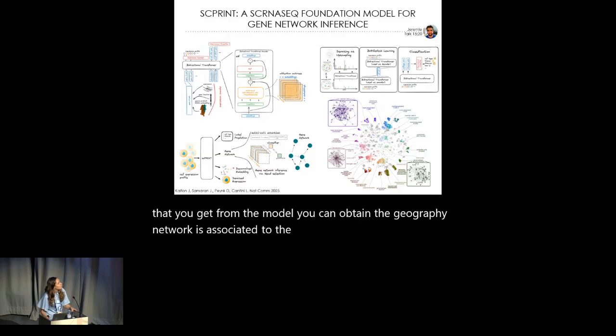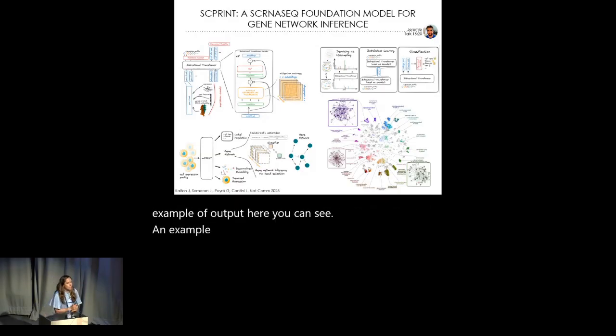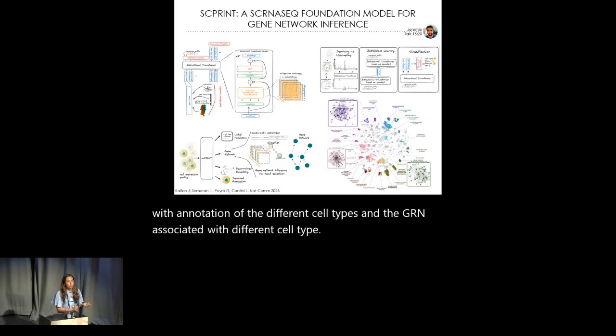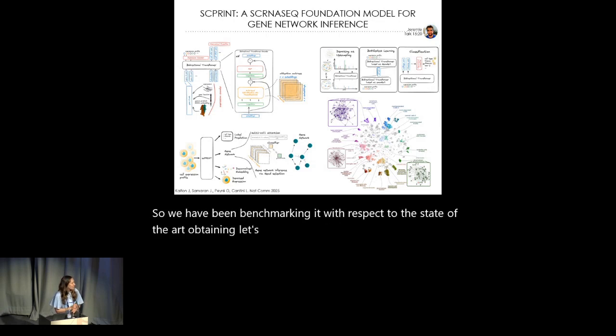And just to give you an example of output, here you can see an example of UMAP representation after batch correction with the annotation of the different cell types and the GRN associated to each different cell type. So we have been benchmarking it with respect to the state of the art, obtaining interesting performances. I'm not going to show you these results, and I invite you to go to the presentation of Jeremy this afternoon to know more about this work.